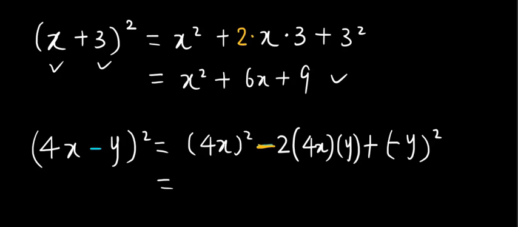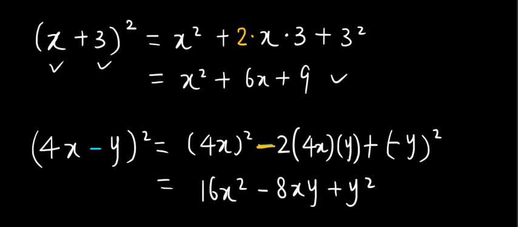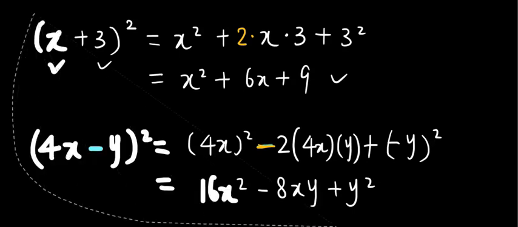All right, first term 16x squared. Middle term 2 times 4, that is 8, so 8xy, so minus 8xy. Negative y squared, and we have y squared. Let's take one more look. 16x squared minus 8xy plus y squared. All right, let's try again.